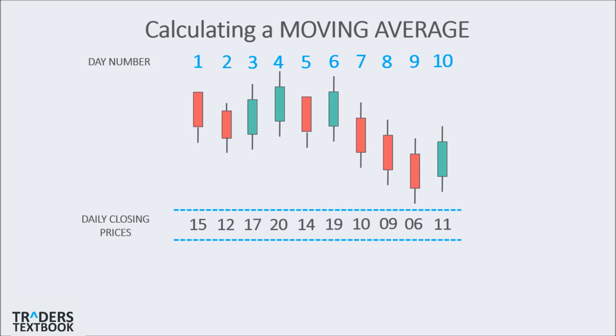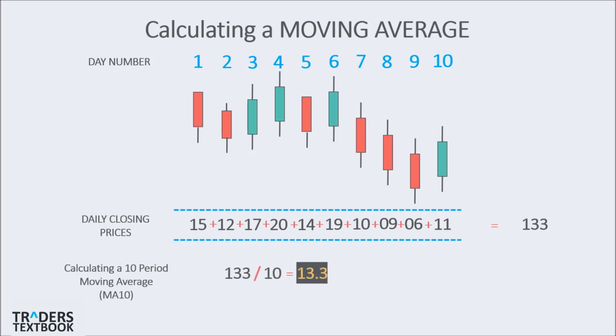Now, to calculate a basic 10-day moving average, we add up these 10 closing prices over the past 10 days. This gives us a total of 133. To then get the average price, we take this total of 133 divided by 10. This gives us 13.3. We can now plot this average price of 13.3 on the current chart. And that represents the average price over the past 10 days.